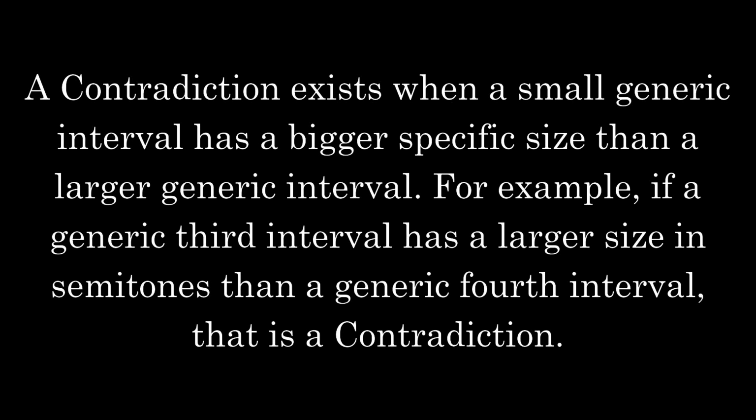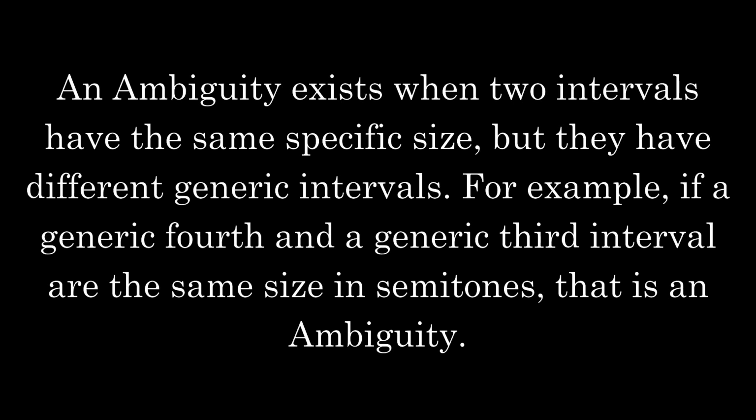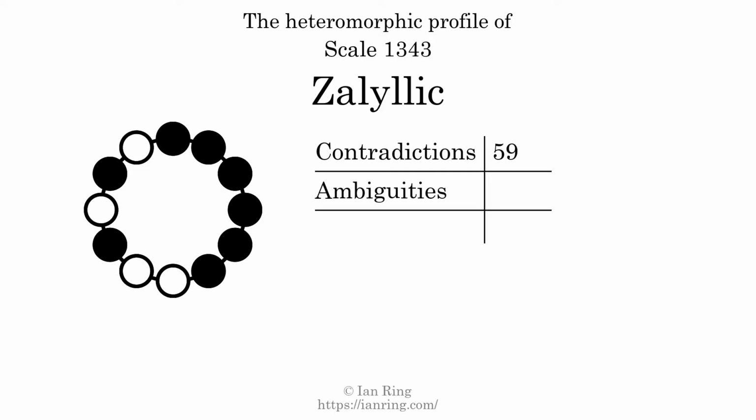A contradiction exists when a small generic interval has a bigger specific size than a larger generic interval. For example, if a generic third interval has a larger size in semitones than a generic fourth interval, that is a contradiction. The number of contradictions in this scale is 59. An ambiguity exists when 2 intervals have the same specific size, but they have different generic intervals. For example, if a generic fourth and a generic third interval are the same size in semitones, that is an ambiguity. The number of ambiguities in this scale is 69.